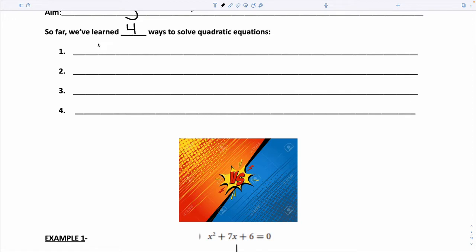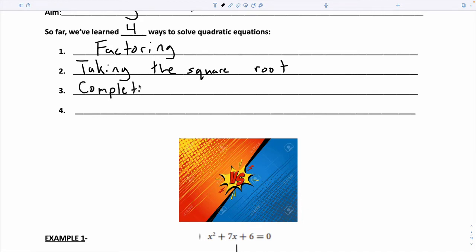The first method you learned is factoring. Go ahead and fill in those 4 that are on the board. The second method we learned was taking the square root. We haven't done that for a while. We'll look at one example before we head off. The third method was, excuse me, something. What was that? Completing the square. And the fourth method is the big quadratic formula.